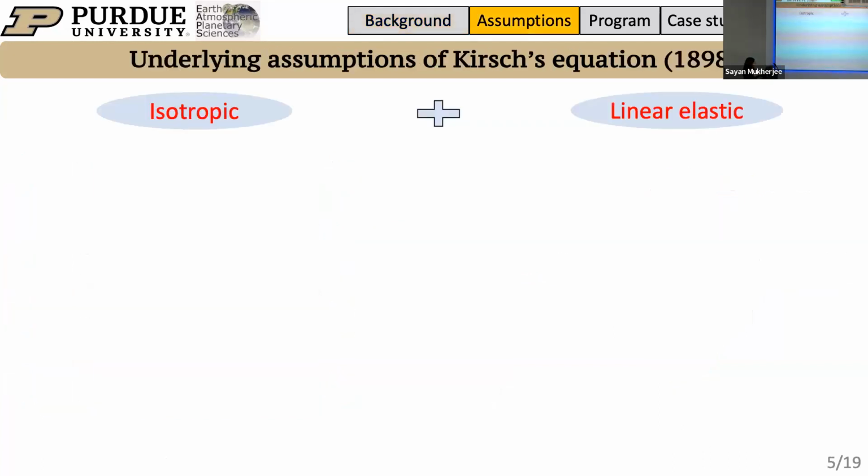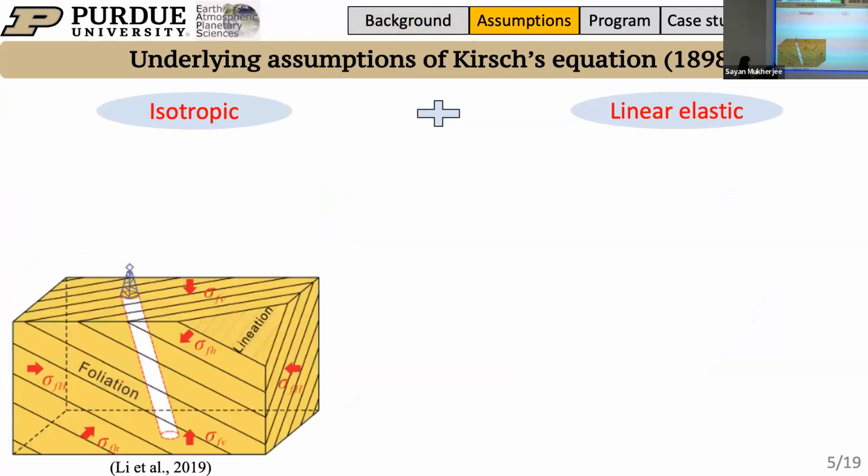All this one-to-one correspondence seems very straightforward, but I want to draw attention to the underlying assumptions of this causal equation that we use widely. The first is the isotropy assumption, and another one is the linear elastic assumption. As for the isotropy assumption, we know that it may not be true, because for sedimentary rocks, for example shale, it has layered structures, so it will affect our interpretation. And also for metamorphic rocks, they have foliations and lineations. So all these will complicate our stress interpretations.